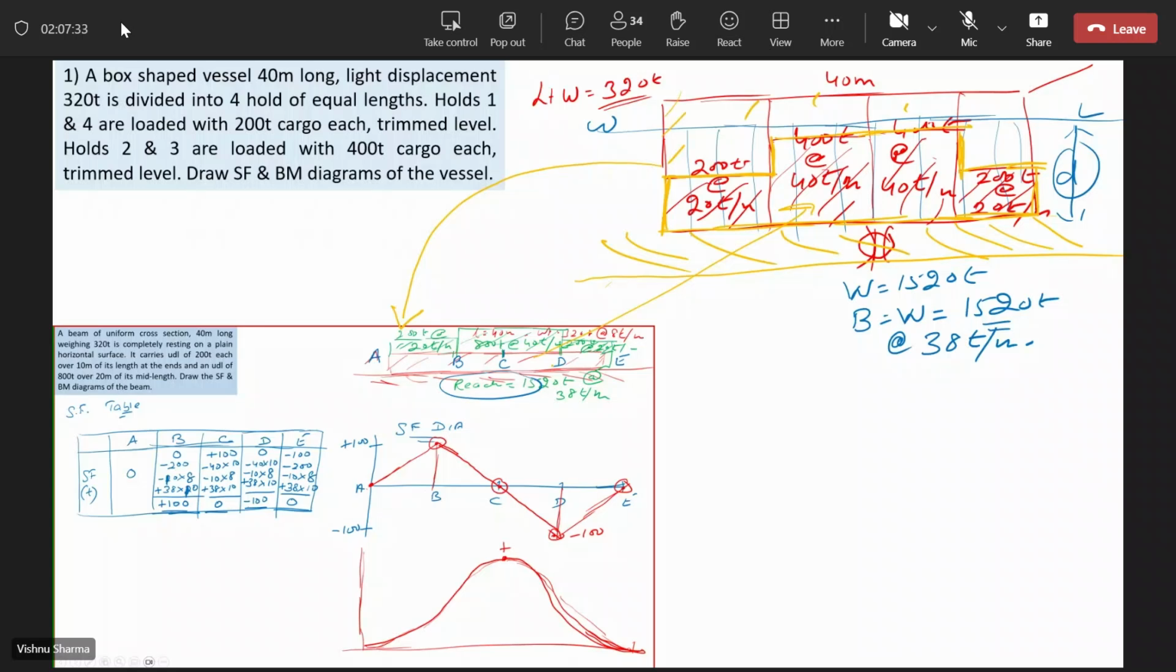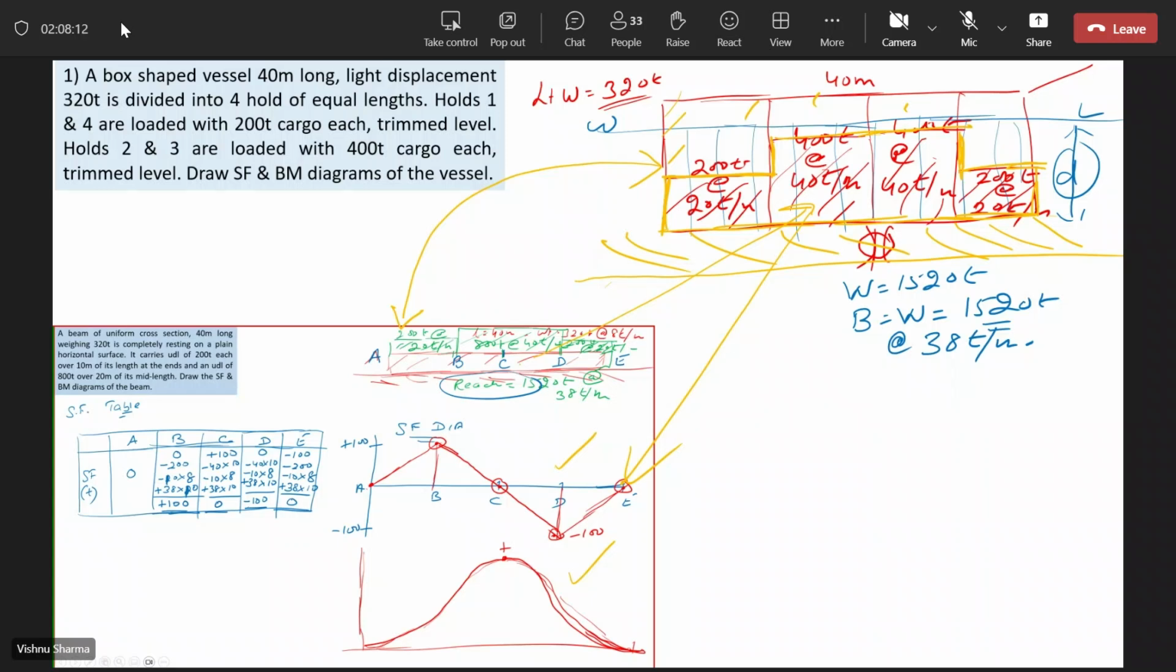If this box-shaped vessel translates into this beam, then this SF diagram and this BM diagram would be the SF and BM diagram of this box-shaped vessel also. Yes or no? Yes, sir. Correct. So here, what have I done? This question which I gave you as homework was with an intent to swiftly switch over to box-shaped vessels or any ship type vessel. So what am I trying to say through this discussion? That every vessel, whether box-shaped, non-box-shaped, ship-shaped, whatever, every vessel can be represented as a beam.